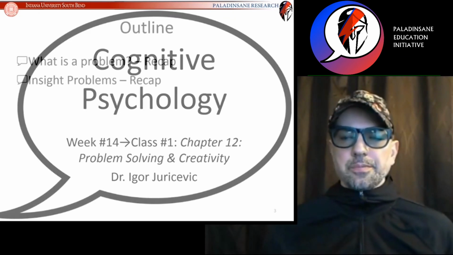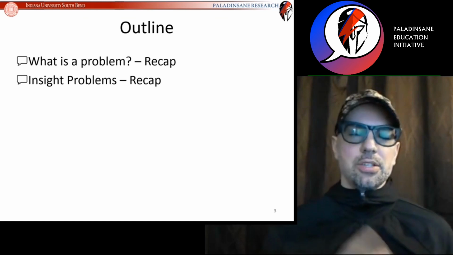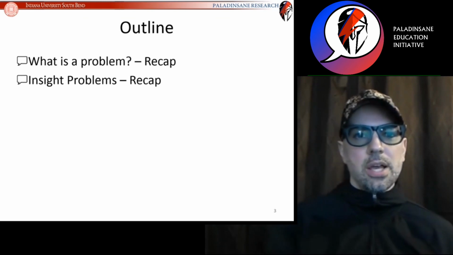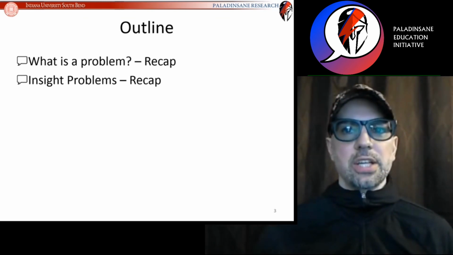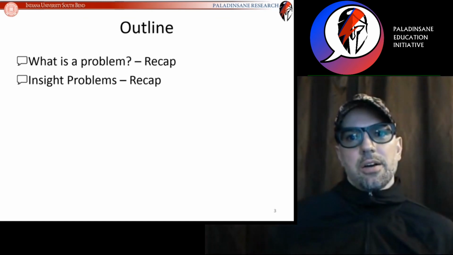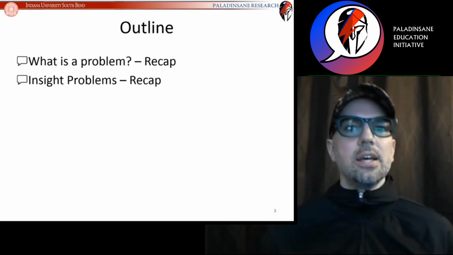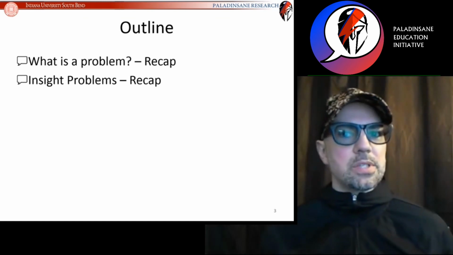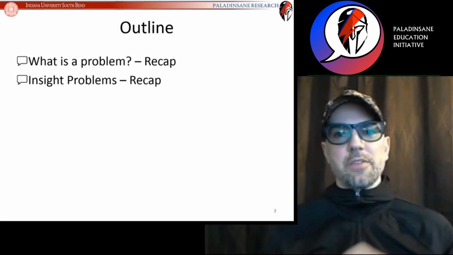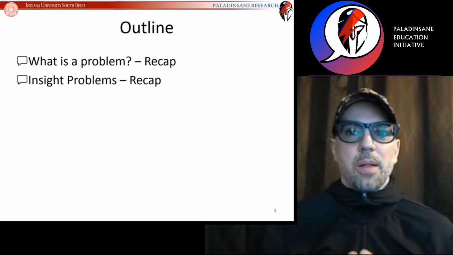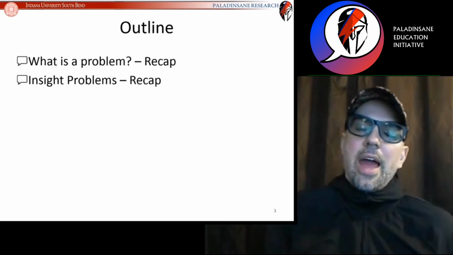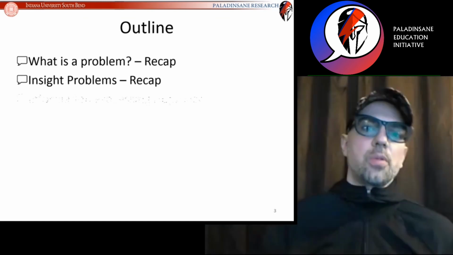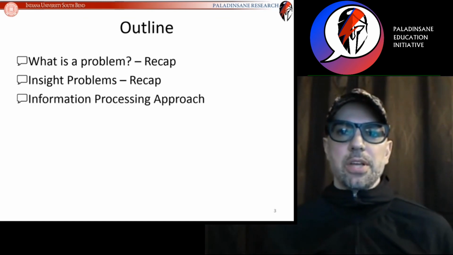So before we dive in, we're going to do a brief recap on two of the things that we need to be clear about before we start the information processing approach. The first one is just a reminder of what a problem actually is, because we are going to use the concepts of an initial state and a goal state in the information processing approach. Two is just a reminder about insight problems and the special properties that they have, because the information processing approach will be applied to insight problems to help us understand why something that has such a simple solution is oftentimes very difficult to figure out. So those we'll just recap in order to set up the information processing approach.